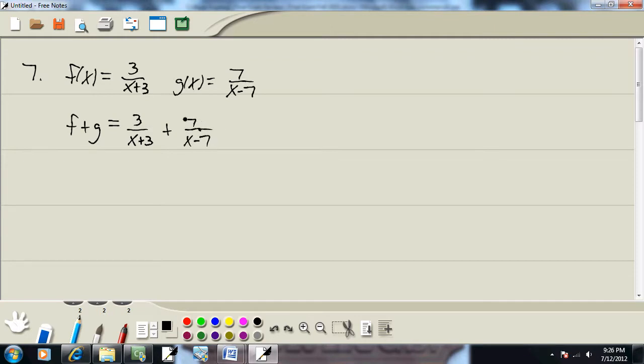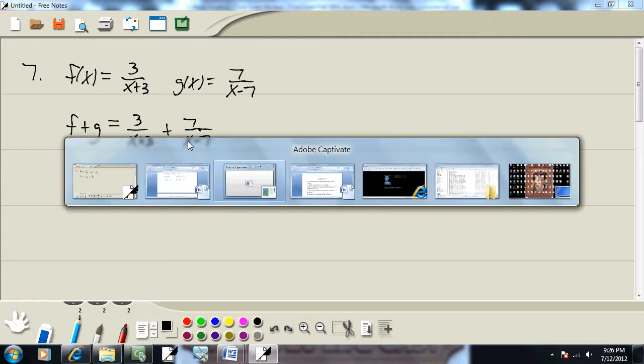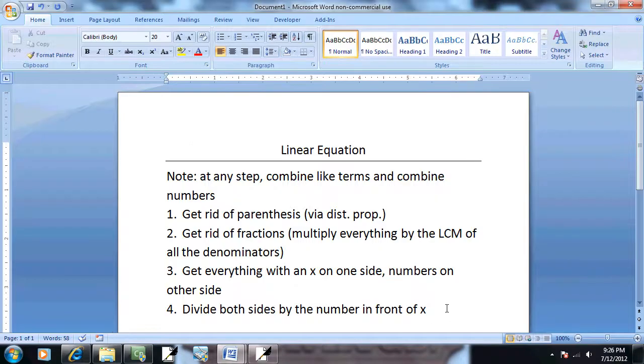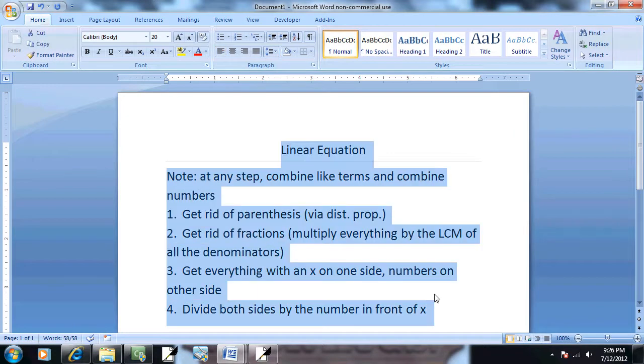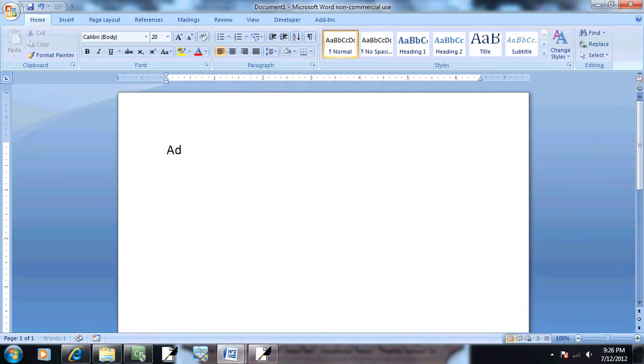Now let's go through these steps. Again, this problem's a lot easier than the steps might indicate. So this is adding or subtracting rational expressions with different denominators.